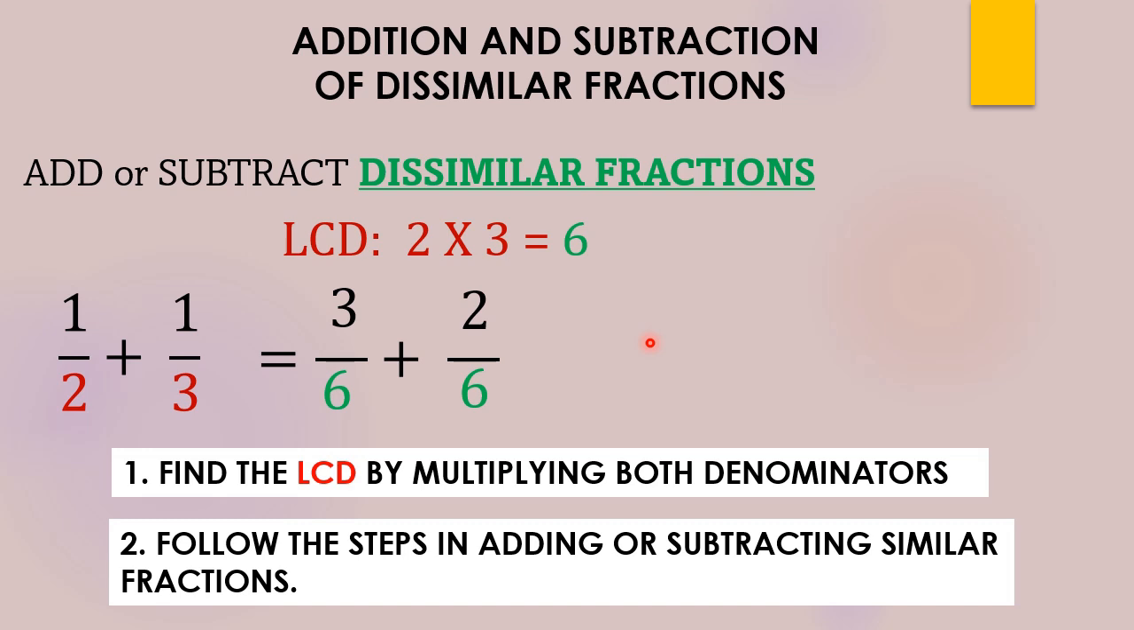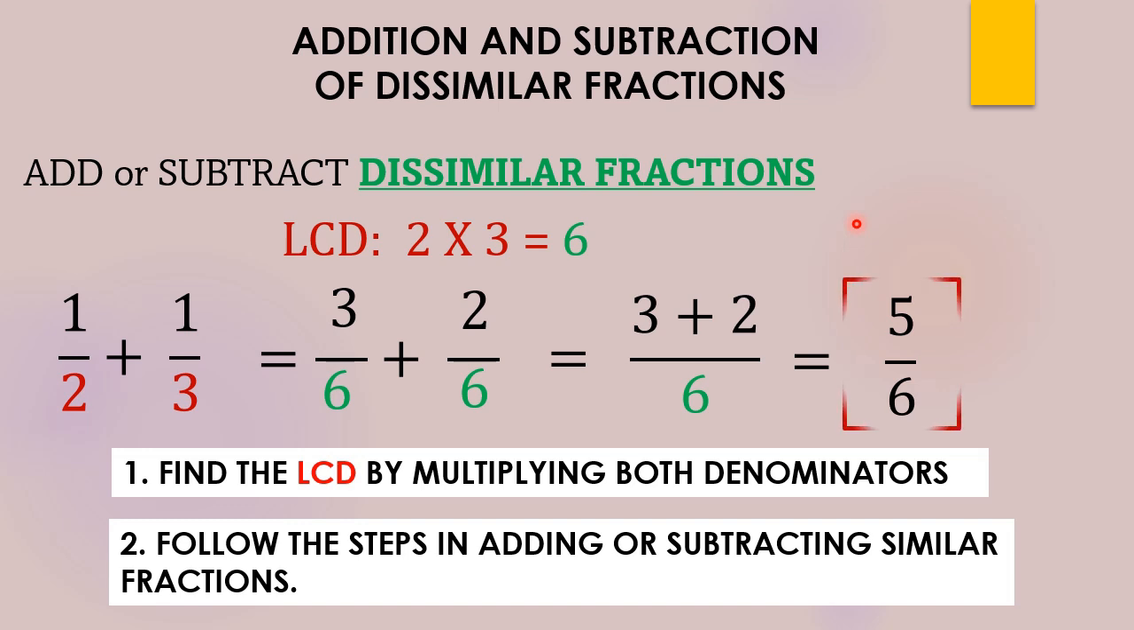And then the next step is to follow the steps in adding or subtracting similar fractions. As you recall, in adding and subtracting similar fractions, we just simply copy their common denominator and we add the numerators. So 3 plus 2 will give us 5/6. So 5/6 is already our final answer, because 5/6 is already in its lowest term.